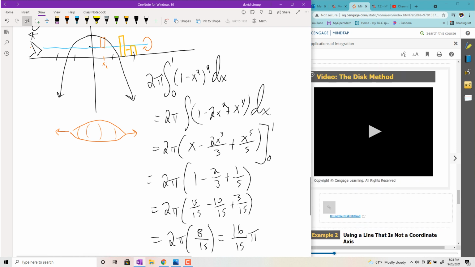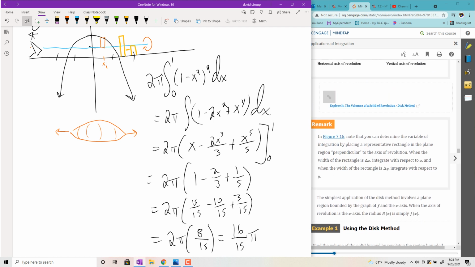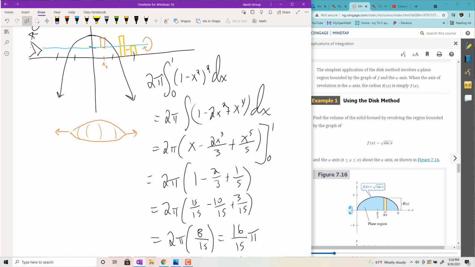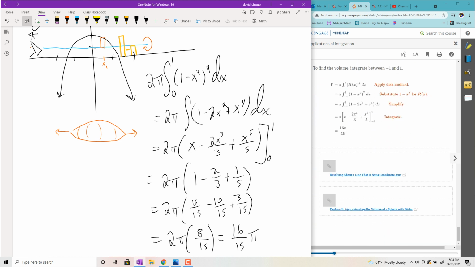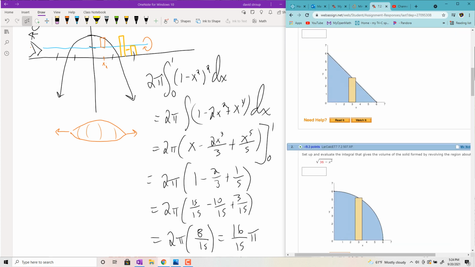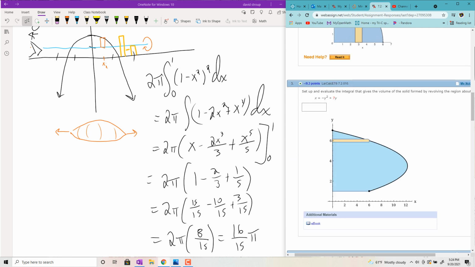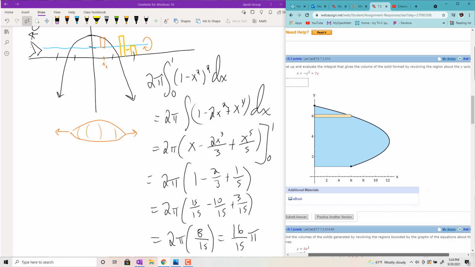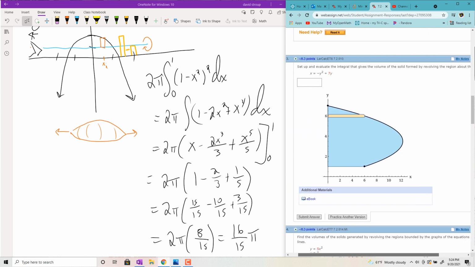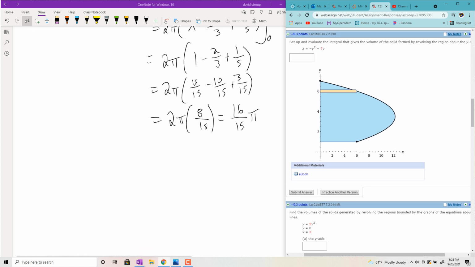Did they give us one with the other orientation? Y orientation? I don't think so. We did example 1, and then we just did example 2. Let's find one in the homework that has the other orientation, the Y orientation. So this guy. Set up and evaluate the integral of the volume from revolving the region about the Y. I mean, that's pretty easy.